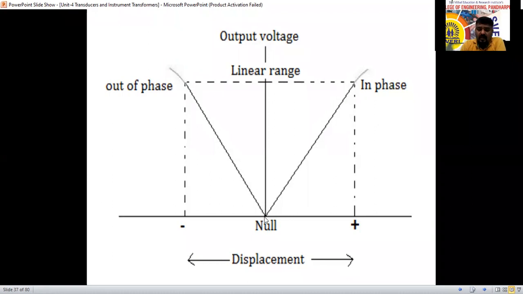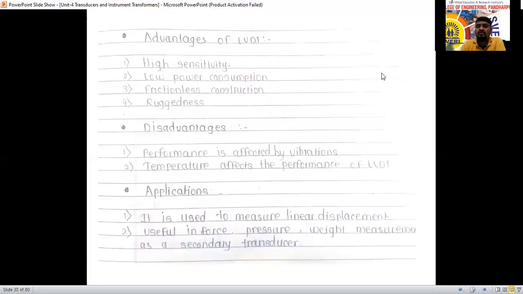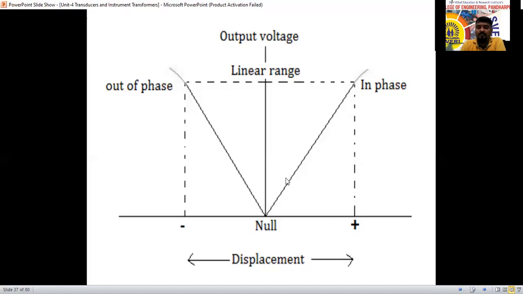Now see here, at the null position, the output is 0, and up to some value we have defined here. Up to this, it is under linear condition only. The input is directly proportional to the output. But after this linear range, the displacement only is going to increase. There is no change in the output at all over there. So it is the characteristic of the LVDT.